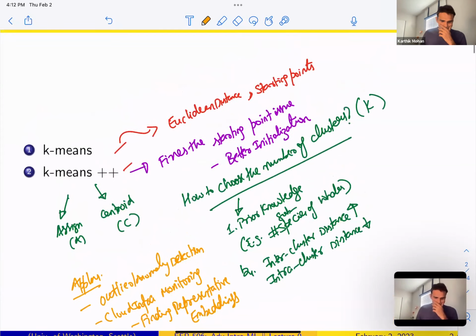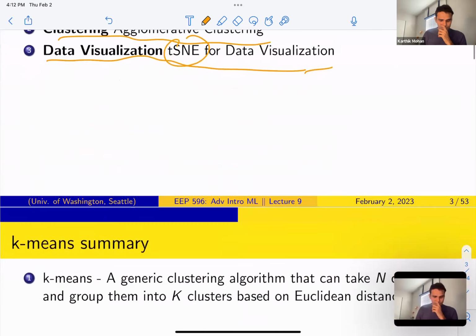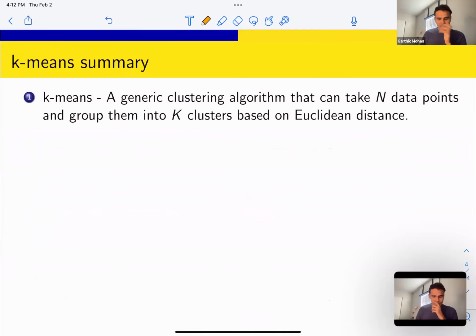Okay, so today we'll look more into clustering, and we'll also look into data visualization. There's something called TSNE. We'll look at this very interesting use case for data visualization. So just some more summary. I think we already discussed this, but let's just go through the slide.